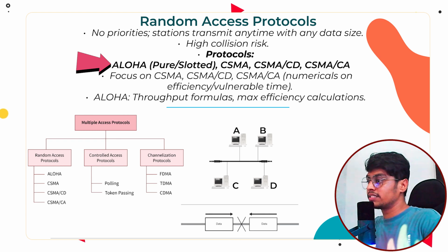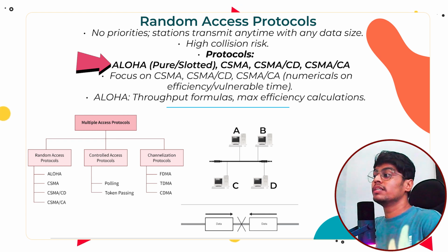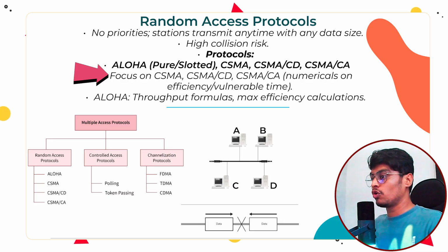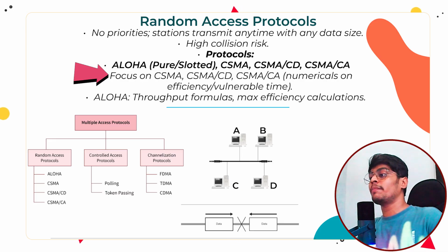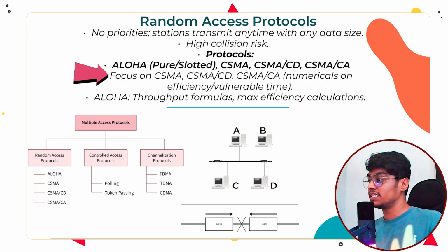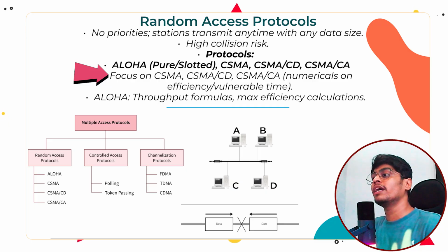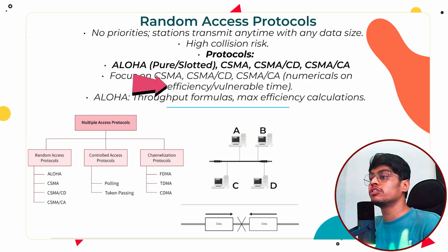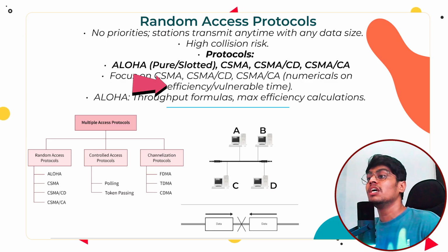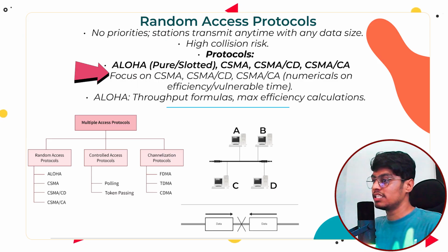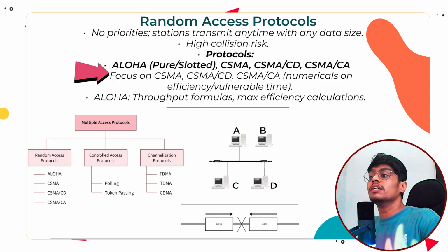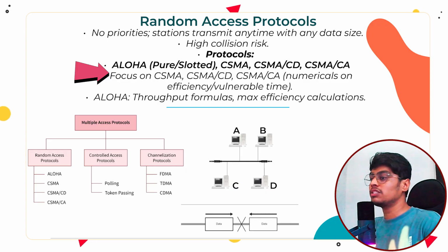In the random access category, we generally have Aloha, CSMA, CSMA CD, and CSMA CA. Among medium access protocols, the most important topics are CSMA and CSMA CD. In numerical problems, Aloha has two categories, pure Aloha and slotted Aloha. In these, we generally discuss vulnerable time, throughput and efficiency. Similarly, for CSMA CD and CSMA CA, CD means collision detection and CA means collision avoidance.